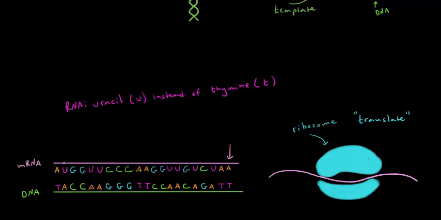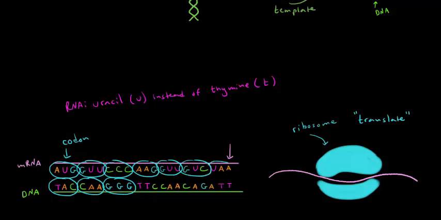Every 3 nucleotides on the mRNA, and actually also on the DNA, is called a codon. I'm just going to circle all the codons on the mRNA. So we have 1, 2, 3, 4, 5, 6, 7 codons on our mRNA, and actually also 7 codons on our DNA. And each codon is going to code for one amino acid. Let's see how that's done.